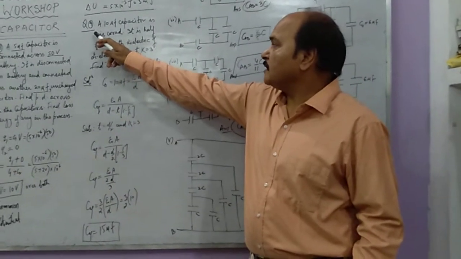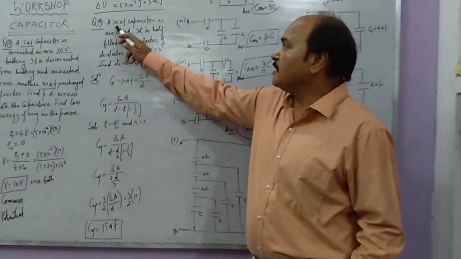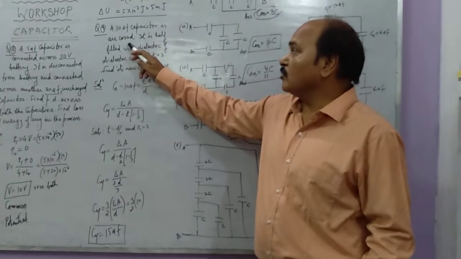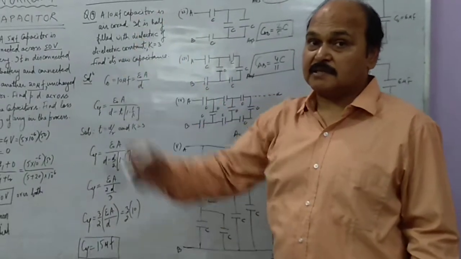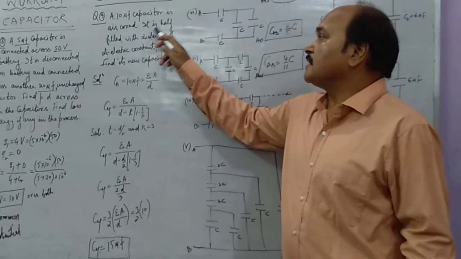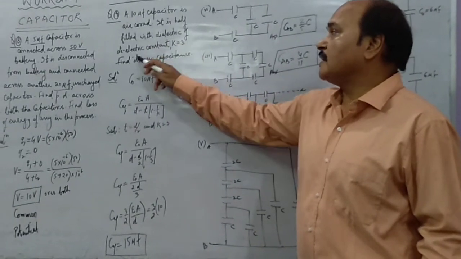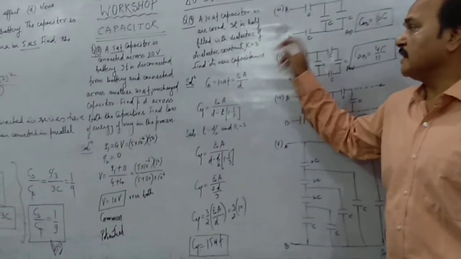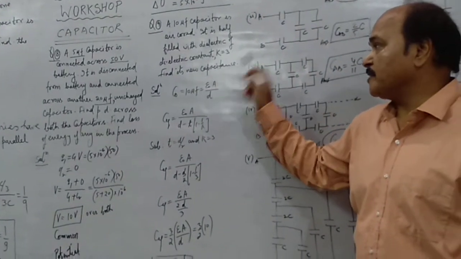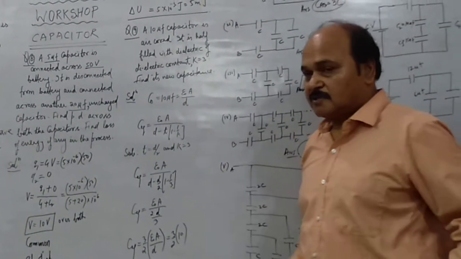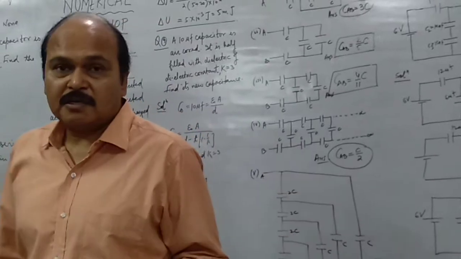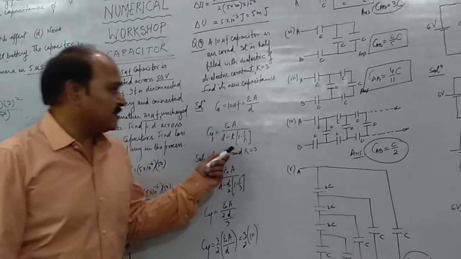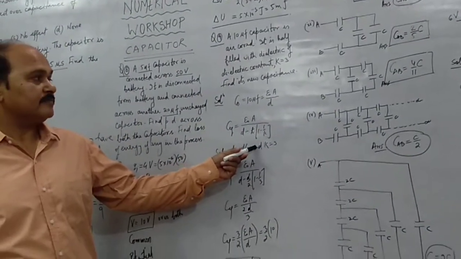So this is question number 9. A 10 microfarad capacitor is air cooled. That means it has air inside it. It is half filled with dielectric of dielectric constant K is equal to 3. Find its new capacitance. Now for this question, we can use the formula of equivalent capacitance of partially filled capacitor.